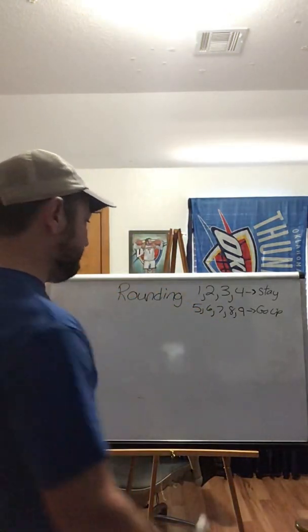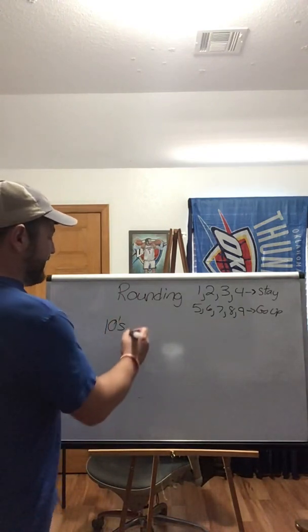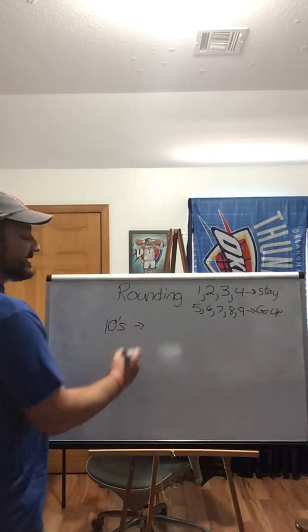Okay, here we go. Let's say I'm only rounding to my tens place. Now, usually you're going to have tens, hundreds, thousands, ten thousands, hundred thousands, and so on and so forth.